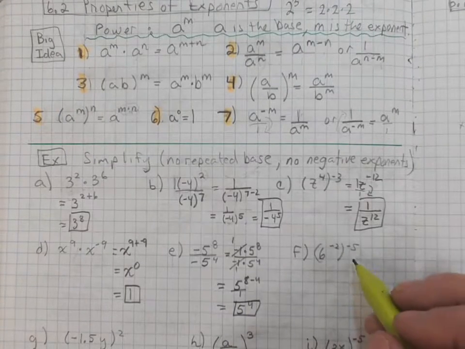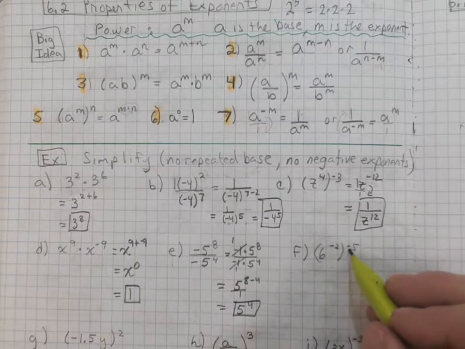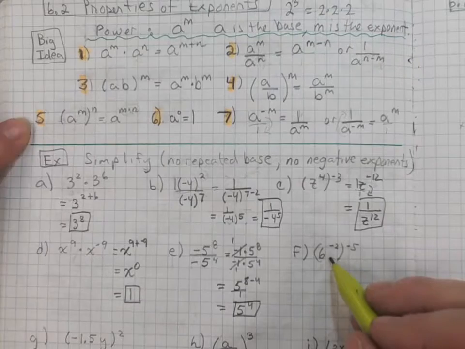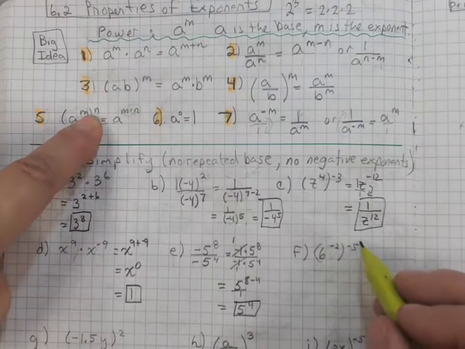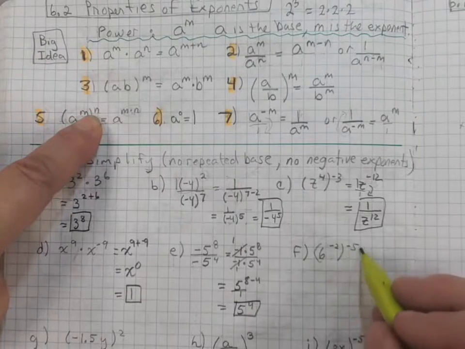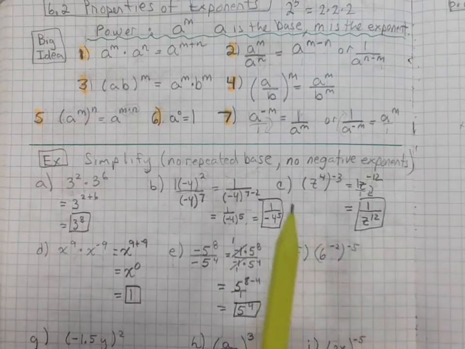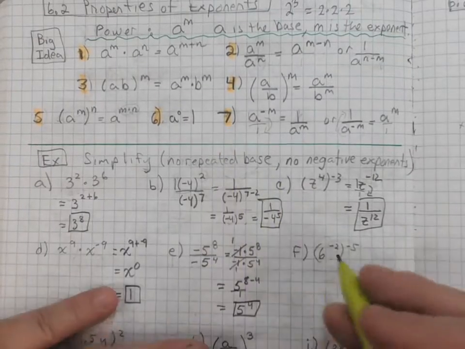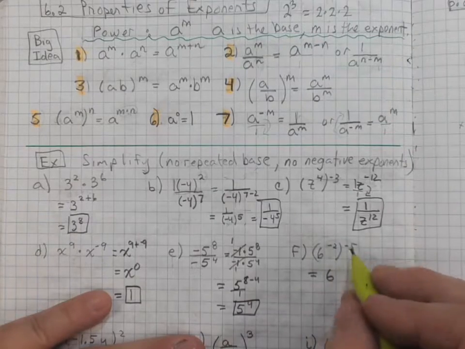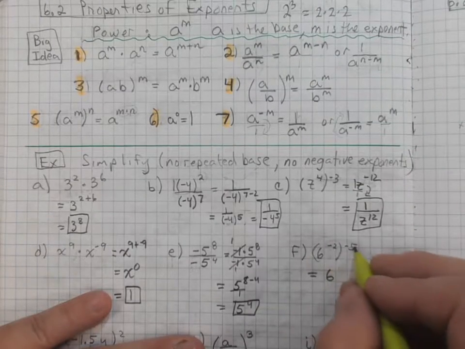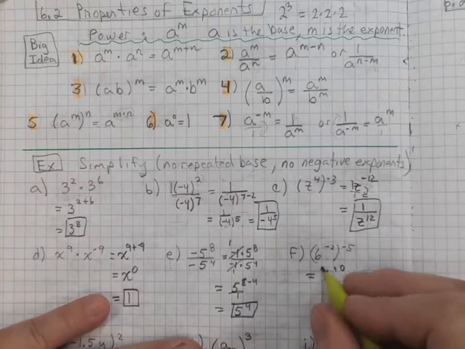F. I have a power to a higher power. There's lots of negatives, but I'm going to begin with looking at rule 5. I'm just going to apply it and first multiply the two exponents. And I'm thinking ahead a little bit. I know if I multiply these two, I'll get a positive power, so I don't have to deal with rule 7. All right, so this would simplify to 6 to the negative 2 times 5, negative 2 times negative 5, which is positive 10. And I'm done.